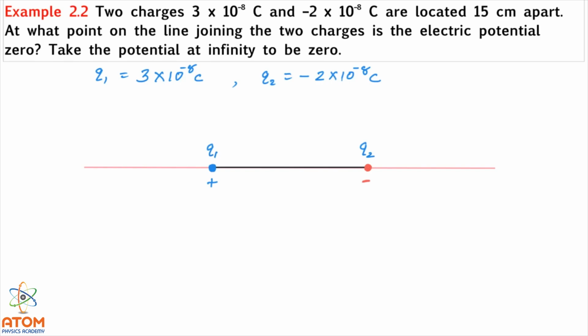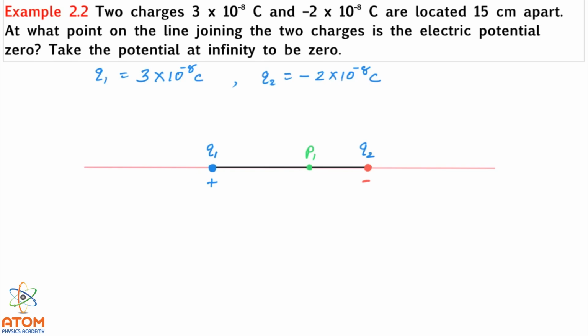Always remember the null point. This is known as null point. Null point will always be near to the smaller charge. So I can show that point here somewhere, let us say P1, where the potential will be 0. But this is not enough. There is another point also where the potential can be 0.